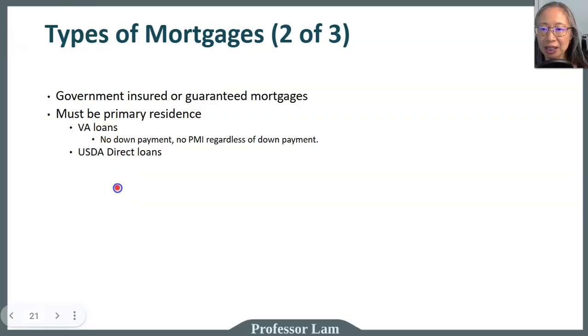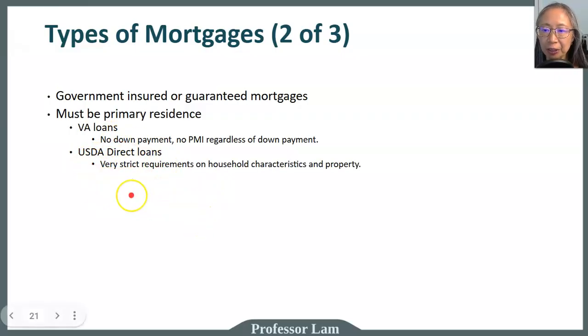Another government agency that issues loans is the USDA. So this is the U.S. Department of Agriculture. They have two types of loans. They have the direct loans. This is the only loan that is issued directly by a U.S. government agency. A VA loan provides guarantee or insurance, but you still obtain the loan from a conventional bank or a mortgage broker.